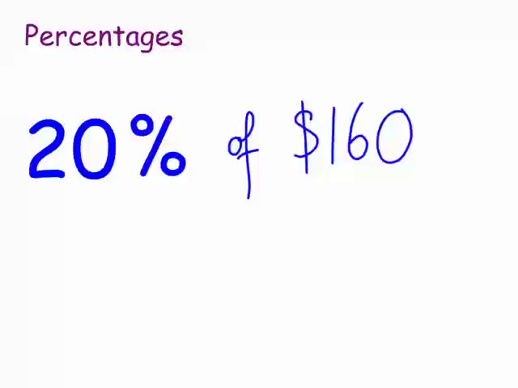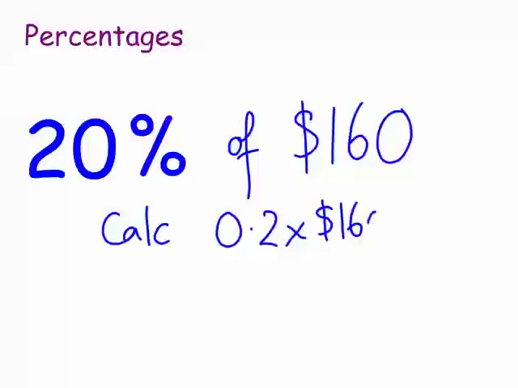As the problems get harder, what I suggest is to always convert the percentage to a decimal. We can do this one in the calculator fairly easily. We take 20%, which converts to the decimal 0.2, and then we just multiply it by the quantity, in this case $160. If you try that in the calculator, you should get $32.